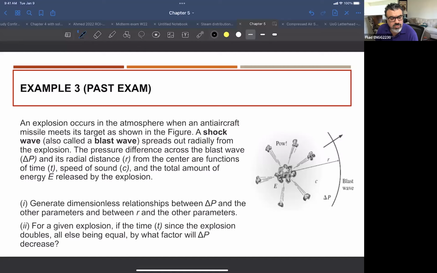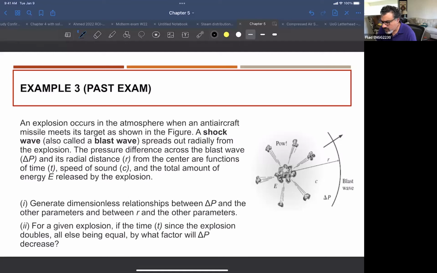We are first asking you to generate a dimensionless relation between delta P and the other parameters, and between R and the other parameters. Then it asks, for a given explosion, if the time since the explosion is doubled and everything else is equal, what will be the factor by which delta P decreases.